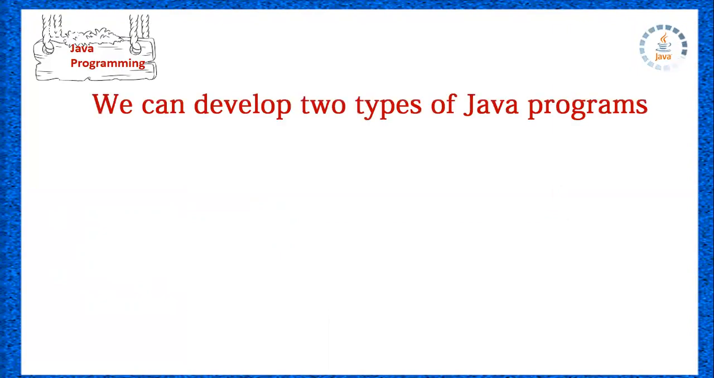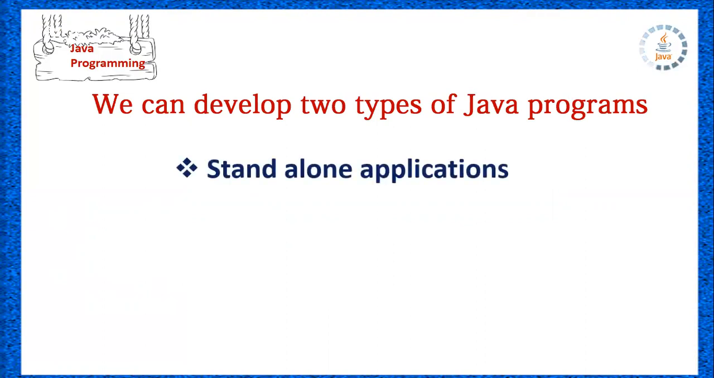We can develop two types of Java programs, standalone applications and web applets. Standalone applications are programs written in Java to carry out certain tasks on a standalone local computer. Java can be used to develop programs for all kinds of applications like C, C++, etc. Executing a standalone Java program involves mainly two steps. First, you compile the source code into bytecode using the javac compiler. Second, you execute the bytecode program using the Java interpreter.